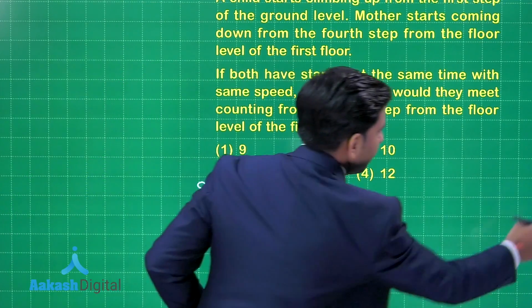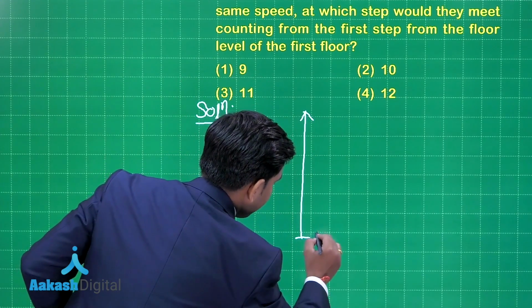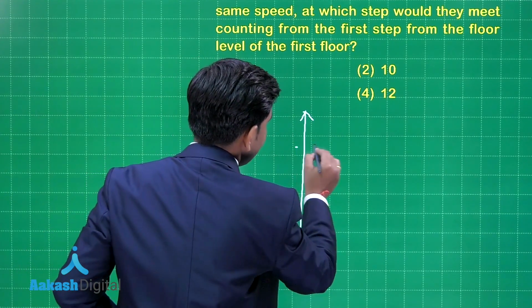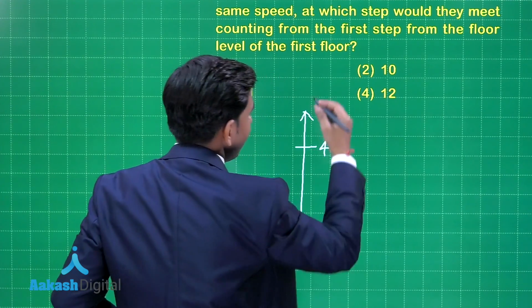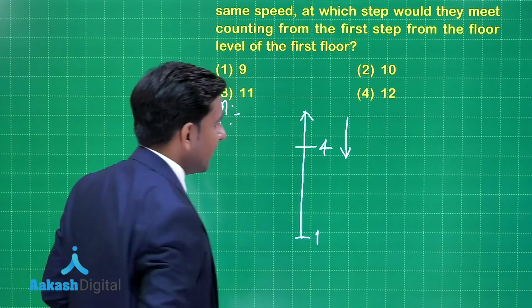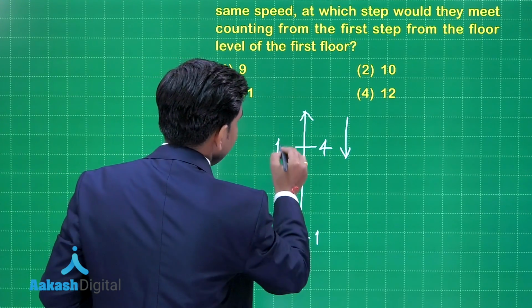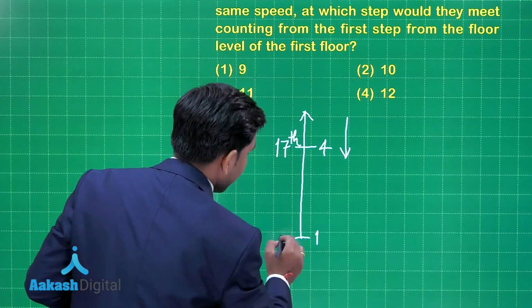So there are a total of 20 steps, and the child is starting from the very first one and the mother is starting from the fourth step from the first floor. That means she is coming down. So we can conclude the mother is at the 17th step from the ground floor.